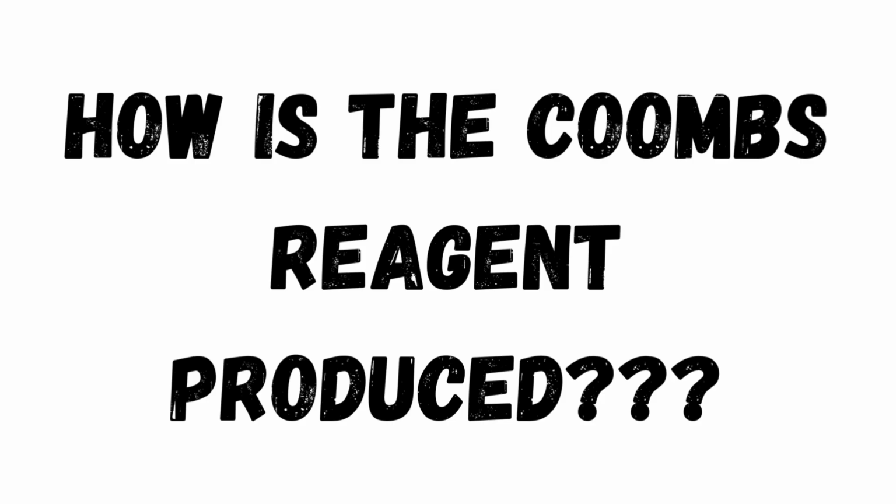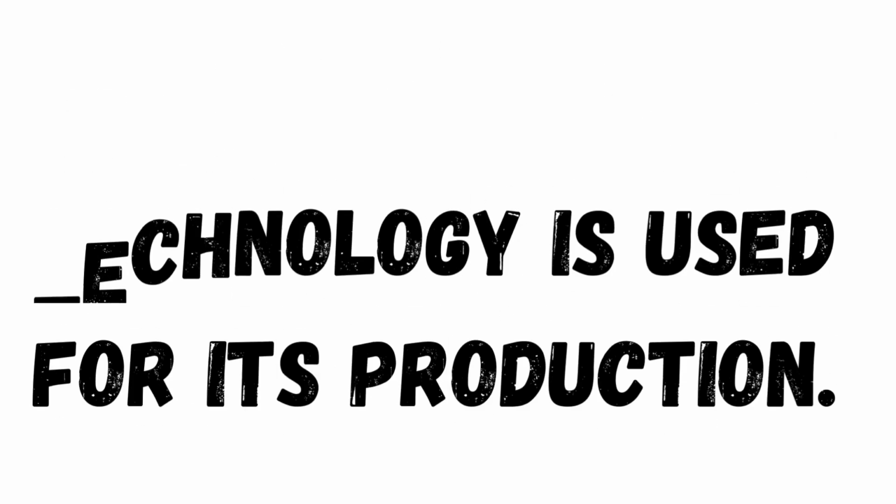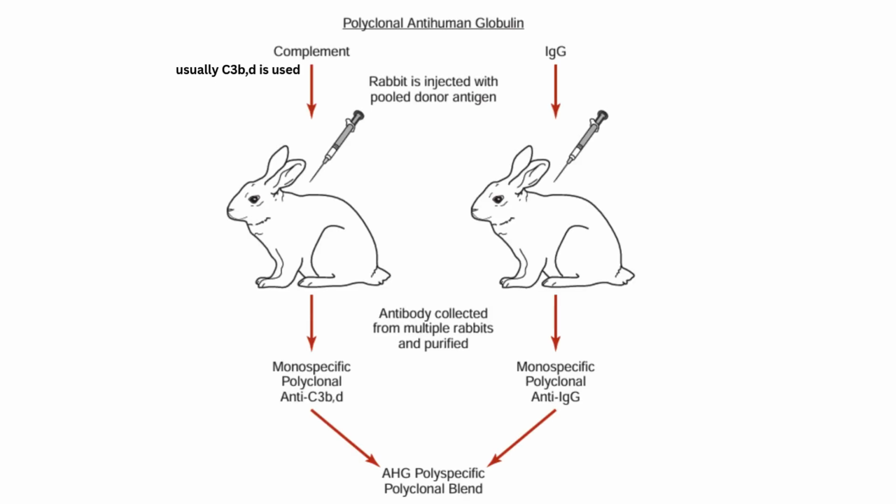To make this test possible, we need something called Coombs reagent, also known as anti-human globulin, AHG. You may be wondering how this anti-human globulin is made. Hybridoma technology is used for the production of these globulins. First, human serum containing antibodies, like IgG, or the complement, usually in this case C3d complement, is used. So the serum is injected into an animal, often a rabbit.